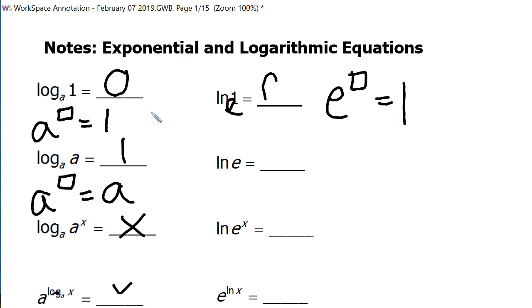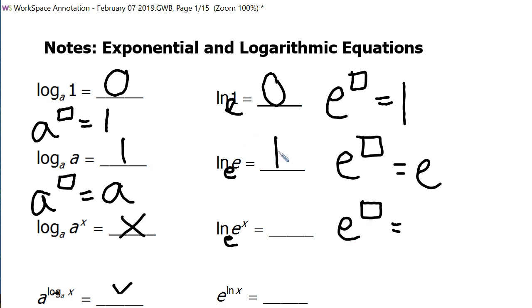Again, for this next one going down, the base is e. So e to what power gives us e for the answer? 1. And the next one, again, the base is e. So e to what power gives me e to the x for the answer? X. And the last one is new for today. E to the natural log power, those are inverses, they're going to cancel each other out. So e and ln cancel each other out, so the answer is just x.